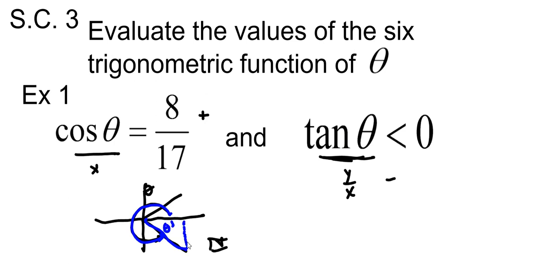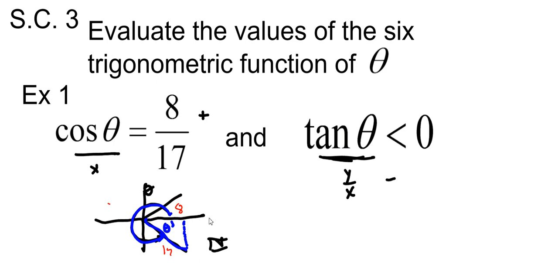So here's our reference angle we're looking at. We're going to create our triangle here. Cosine has 8, and I'm just going to put that right here. 8 is our adjacent side. 17 is going to be our hypotenuse. And it's asking us for tangent.